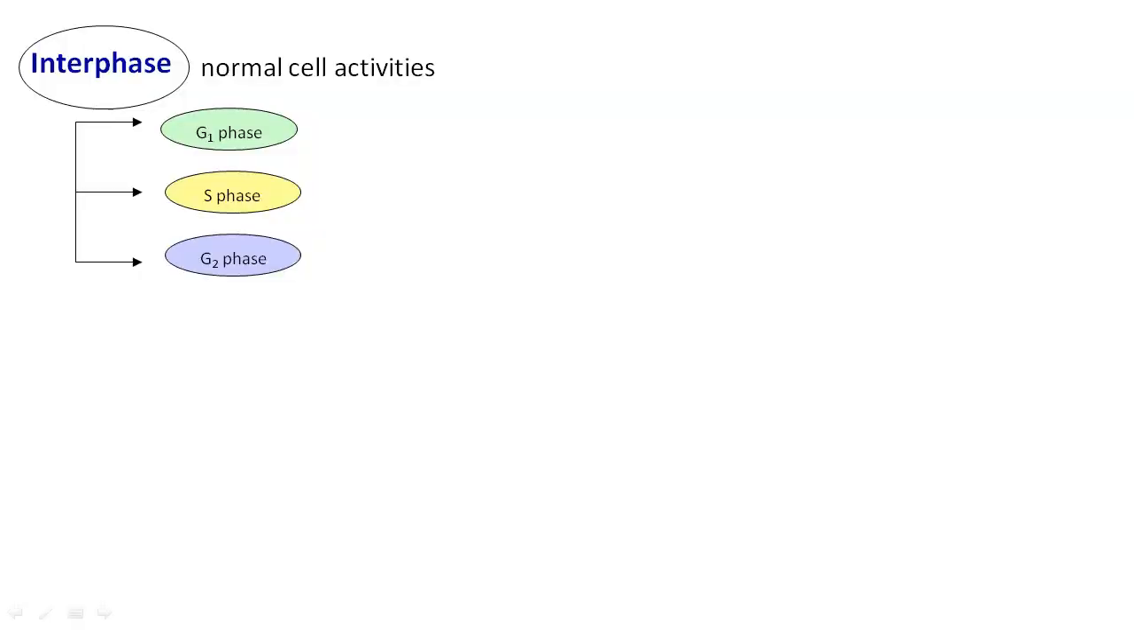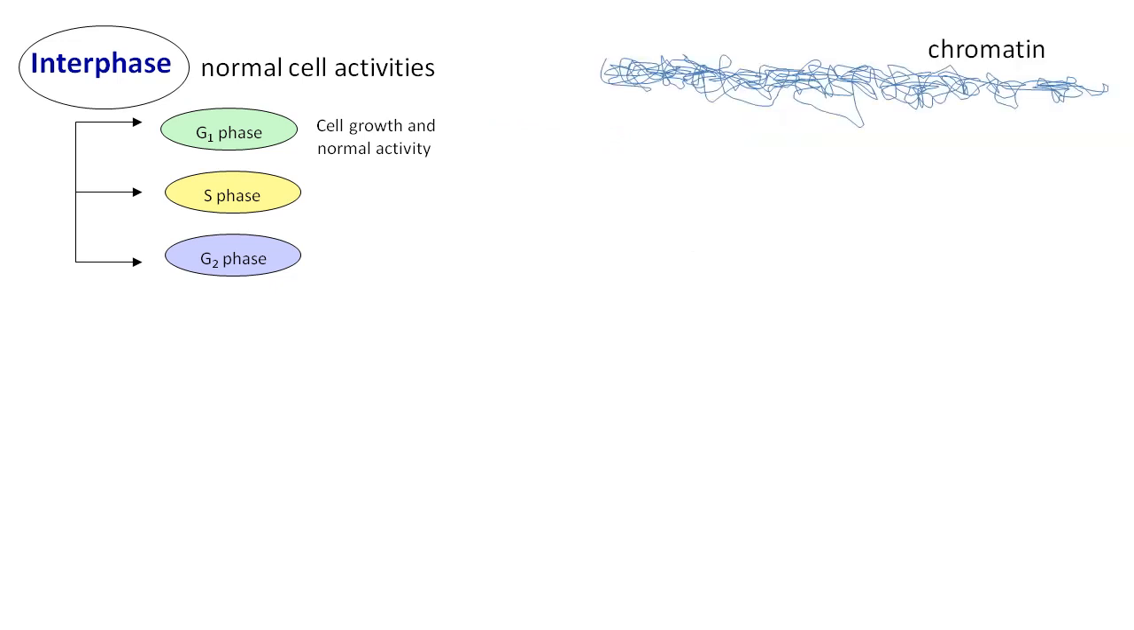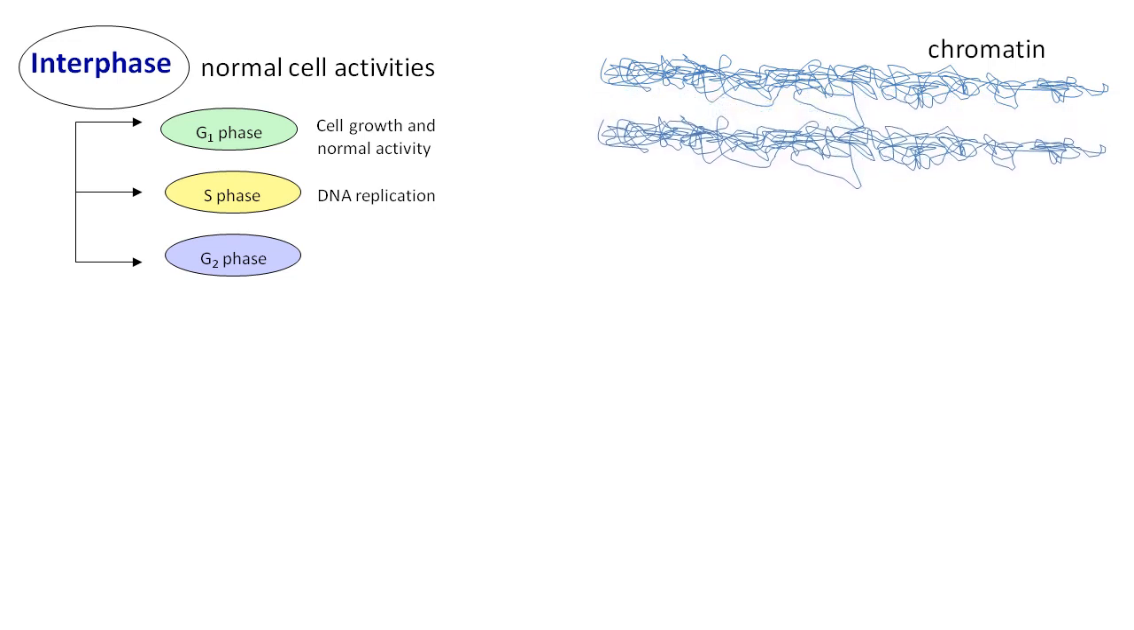So when we find ourselves in interphase of the cell cycle, interphase is where normal cell activities take place. This includes things like growth, metabolism, homeostasis, all of these things that the cell would normally be doing. And in order to do that, the cell is going to need DNA in the form of chromatin. The second stage is called S phase. At some point, the cell receives some kind of signal that suggests it's time to divide. And so the DNA is replicated, so that chromatin is copied. Now I have two exact copies of that DNA.